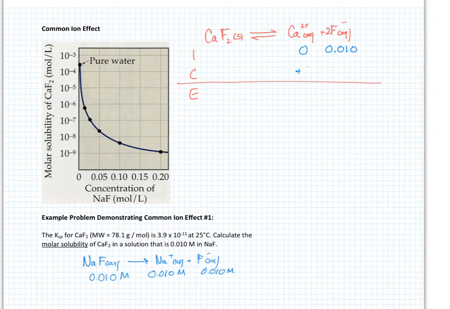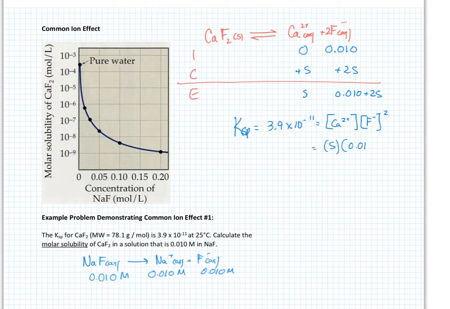Now, this one's going to go up by S. This one is still going to go up by 2S. They're in a 2-to-1 ratio. So my equilibrium concentration is going to be S and 0.01 plus 2S. So now we'll write our KSP expression. KSP equals 3.9 times 10⁻¹¹. It's equal to the concentration of calcium ions times the concentration of fluoride ions squared. And so that's going to be equal to S times (0.01 plus 2S), whole thing squared, and that's going to equal 3.9 times 10 to the minus 11.